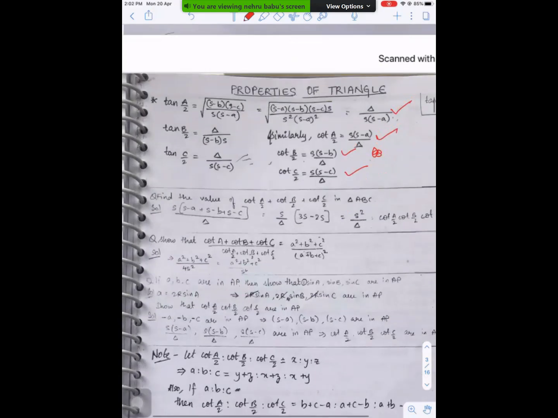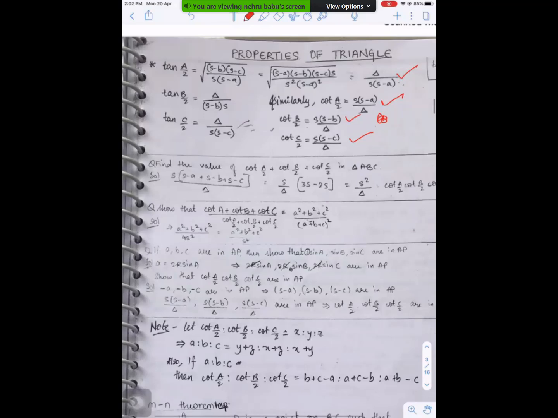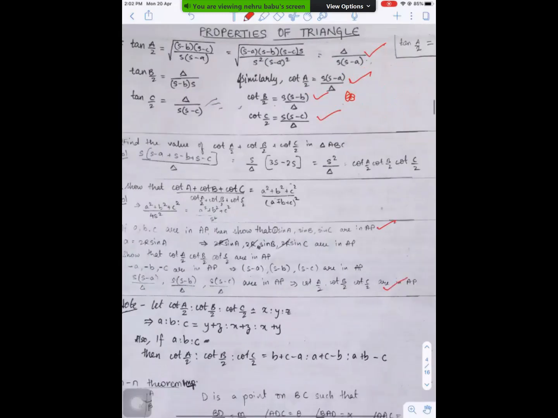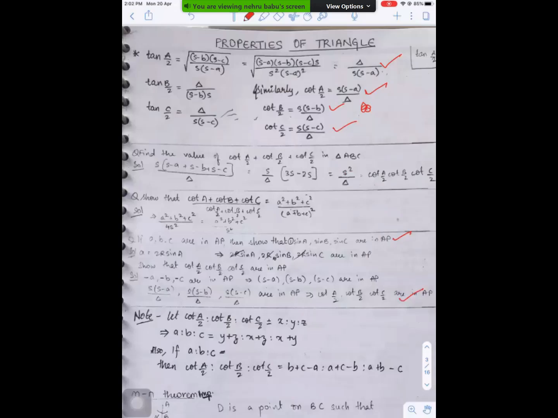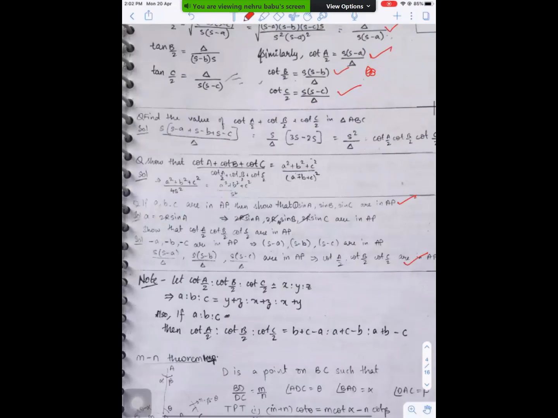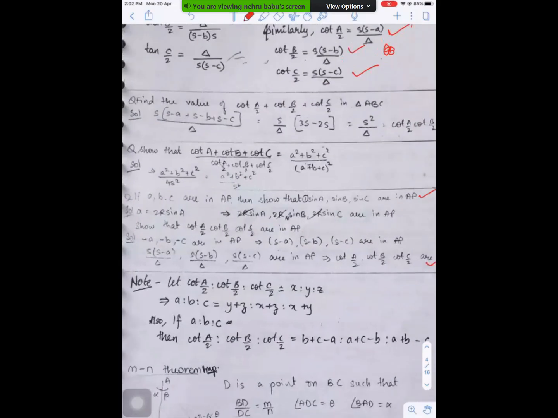If you remember one statement: if A, B, C are in arithmetic progression, then show that sin A, sin B, sin C are in AP, this problem. Cot A by 2, cot B by 2, cot C by 2 are in AP. This result you can prove with the help of our cot formula. That proof is also here, no need to write. A, B, C are in AP, so minus A, minus B, minus C are in AP.